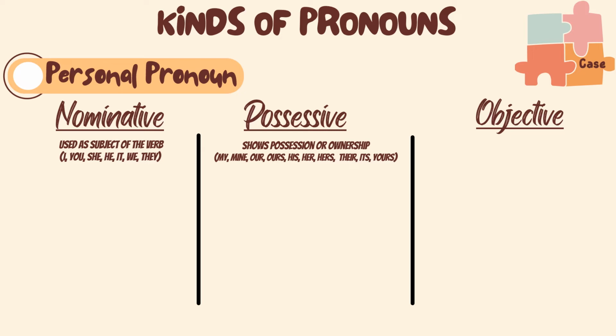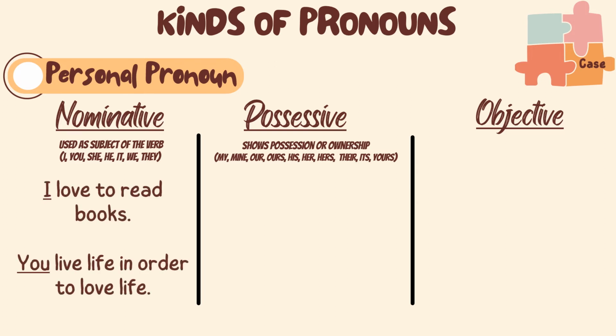Next is the personal pronoun in each case. The case of each pronoun tells how it is related to other words used with it. There are nominative case, possessive case, and objective case. A pronoun is in the nominative case when it is used as subject of the verb. The following are nominative forms. We have I, you, she, he, it, we, and they. For example, I love to read books. You live life in order to love life.